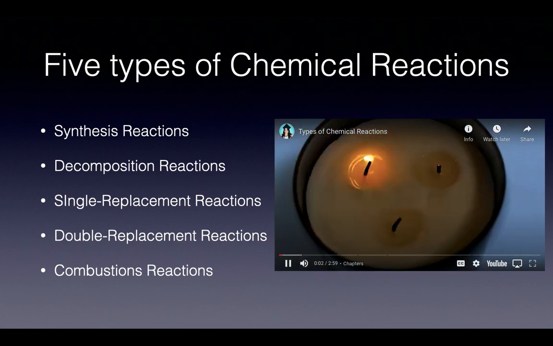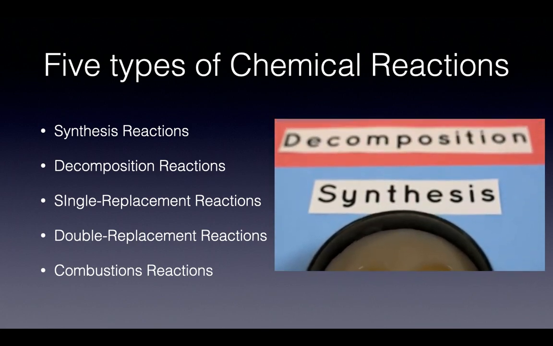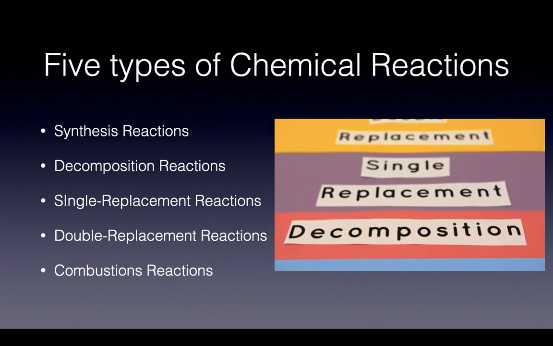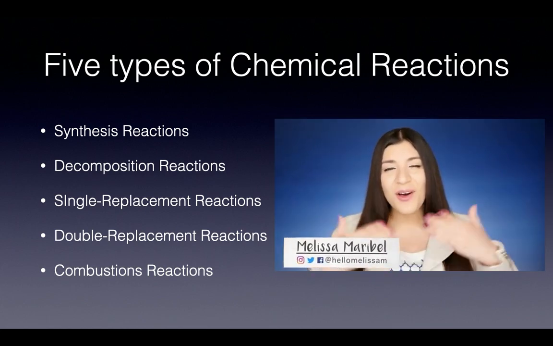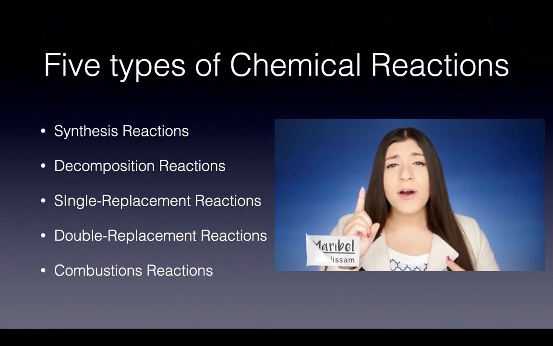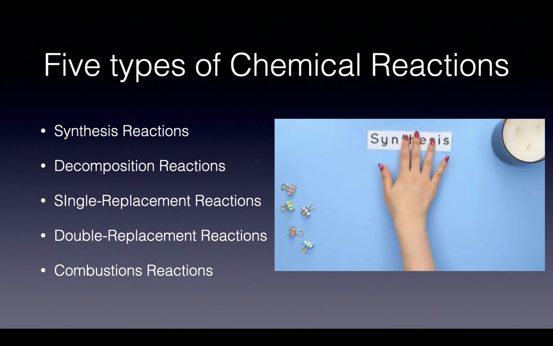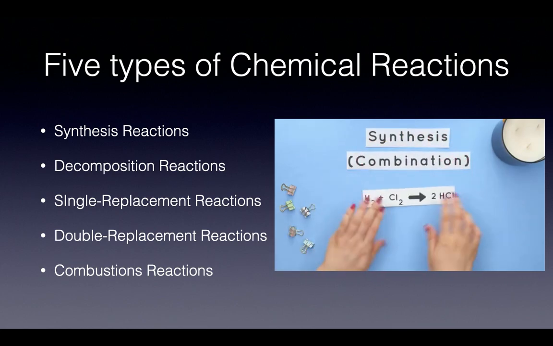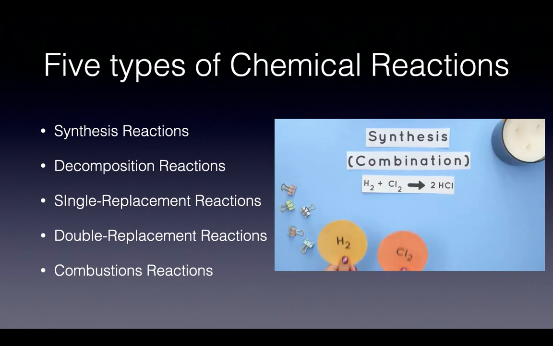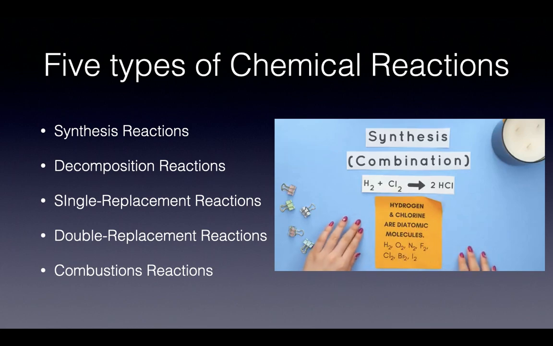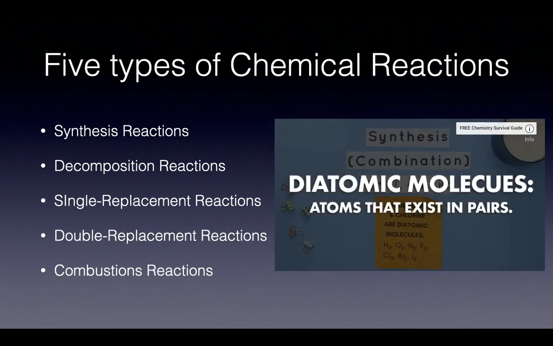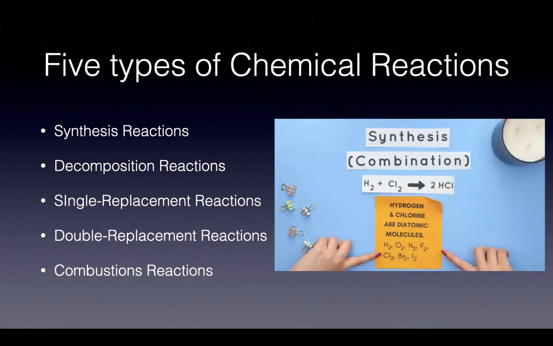Take a deep breath. We'll identify the different types of chemical reactions together. Hello everyone, I'm Melissa Maribel, your personal tutor, and the first type of chemical reaction is known as synthesis or combination. Here's an example. In a synthesis reaction, 2 different reactants combine to form our product. Note, the reason why hydrogen and chlorine have a 2 subscript is because they are known as being diatomic molecules. Diatomic molecules are atoms that exist in pairs. Here is a list of diatomic molecules.